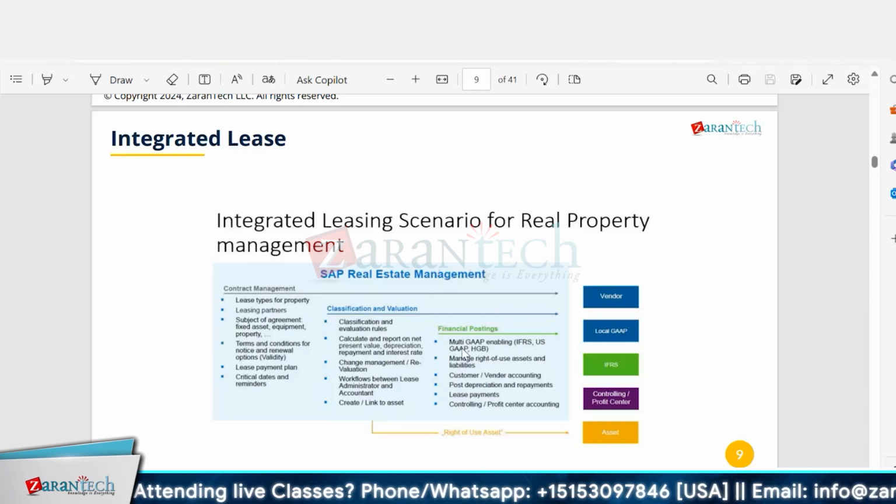Financial posting, multi-GAAP enabled: IFRS, US GAAP, HGB, manage right of use asset and liabilities, customer vendor accounting, post depreciation and repayment, lease payment, controlling, profit center accounting. So these all things are also managed.